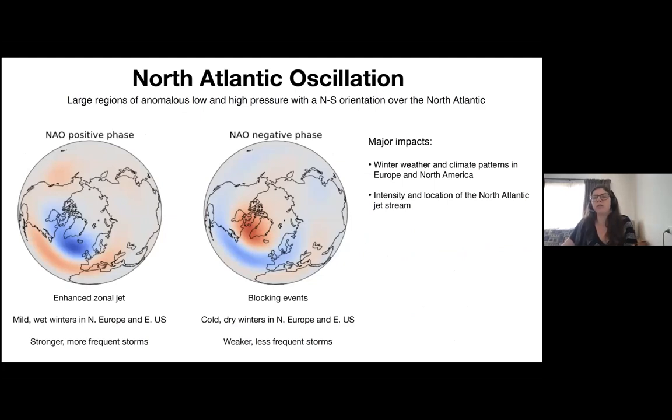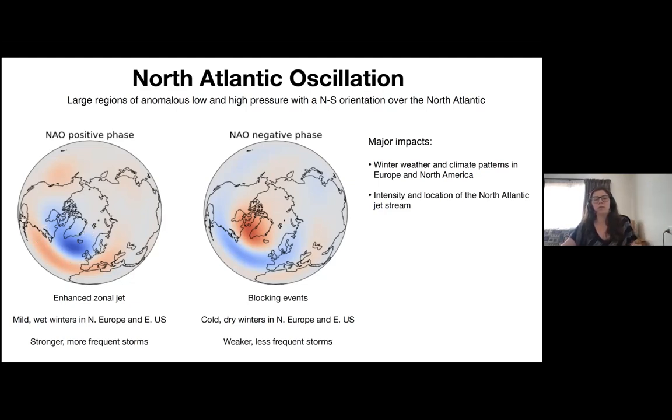And now, why were we so interested in the North Atlantic oscillation? Well, this particular teleconnection describes the regions of anomalous low and high pressure areas that have a north-south orientation over the Atlantic. The idea being that the background state of the atmosphere is that you have lower pressure in the northern latitudes and higher pressure towards the equator, and this is enhanced during the positive phase. So you get an enhanced zonal jet, which brings stronger and more frequent storms across the Atlantic.